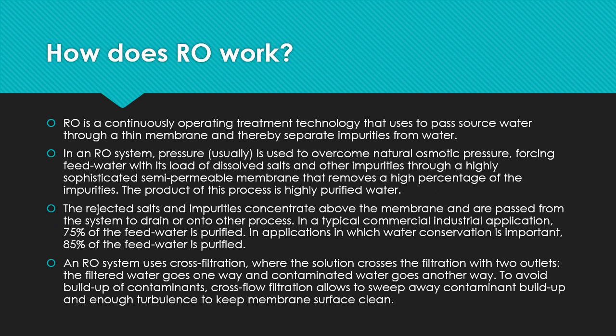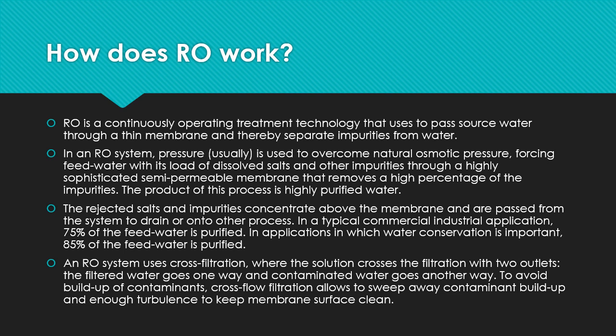How does an RO work? RO is a continuously operating treatment technology that passes source water through a thin membrane and thereby separates impurities from water. In an RO system, pressure is used to overcome natural osmotic pressure, forcing the feed water with dissolved salts and other impurities through a highly sophisticated semi-permeable membrane that removes a high percentage of the impurities. The product of the process is highly purified water. The rejected salts and impurities concentrate above the membrane and are passed from the system to drain or on to other processes.